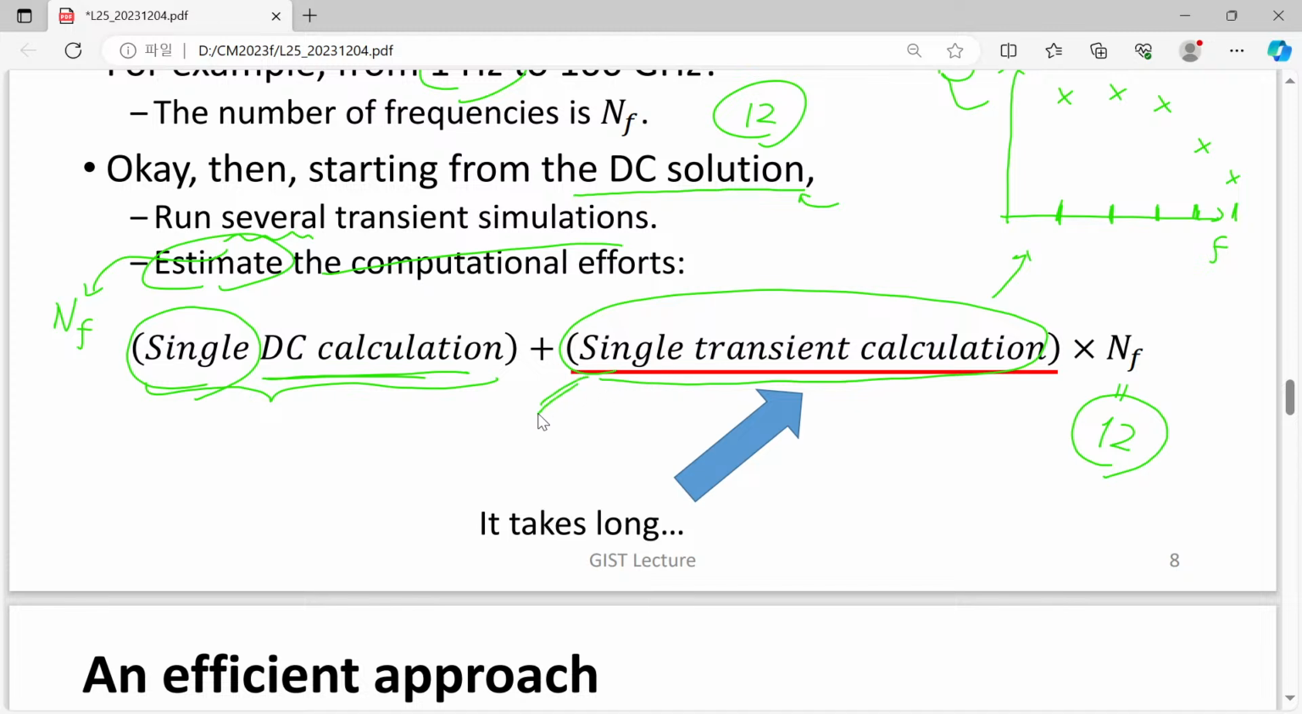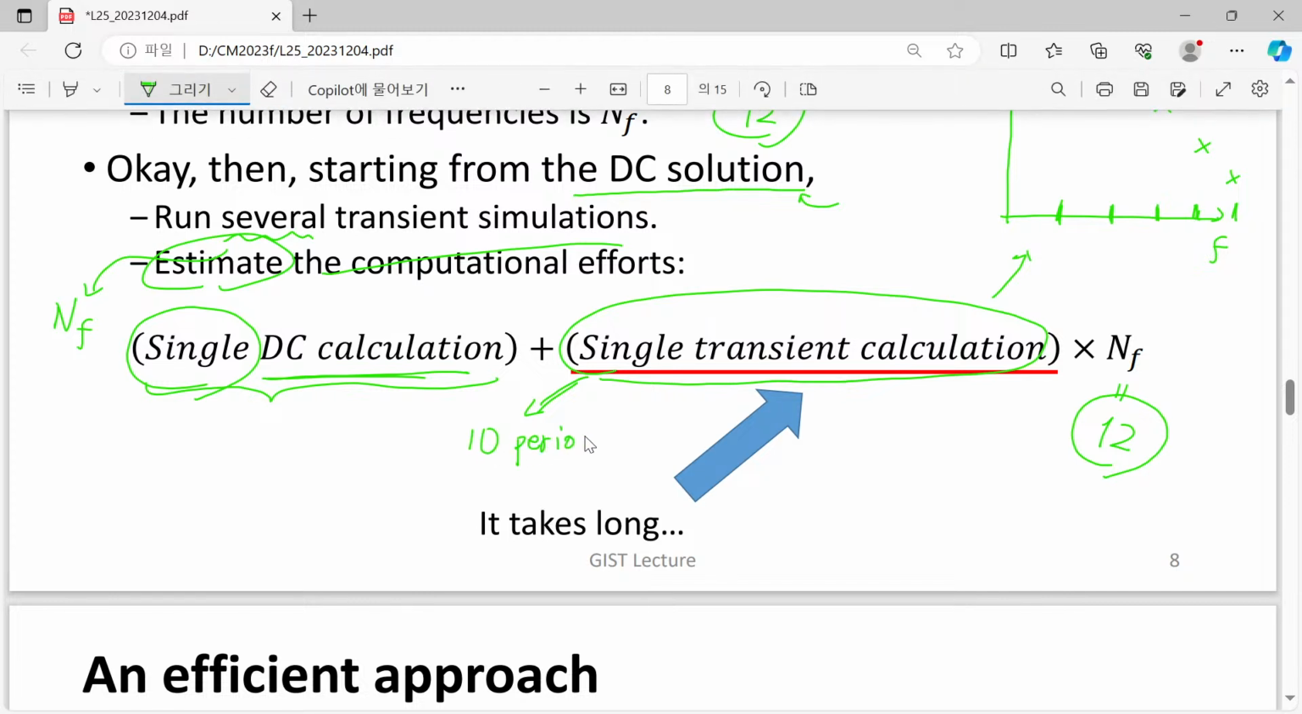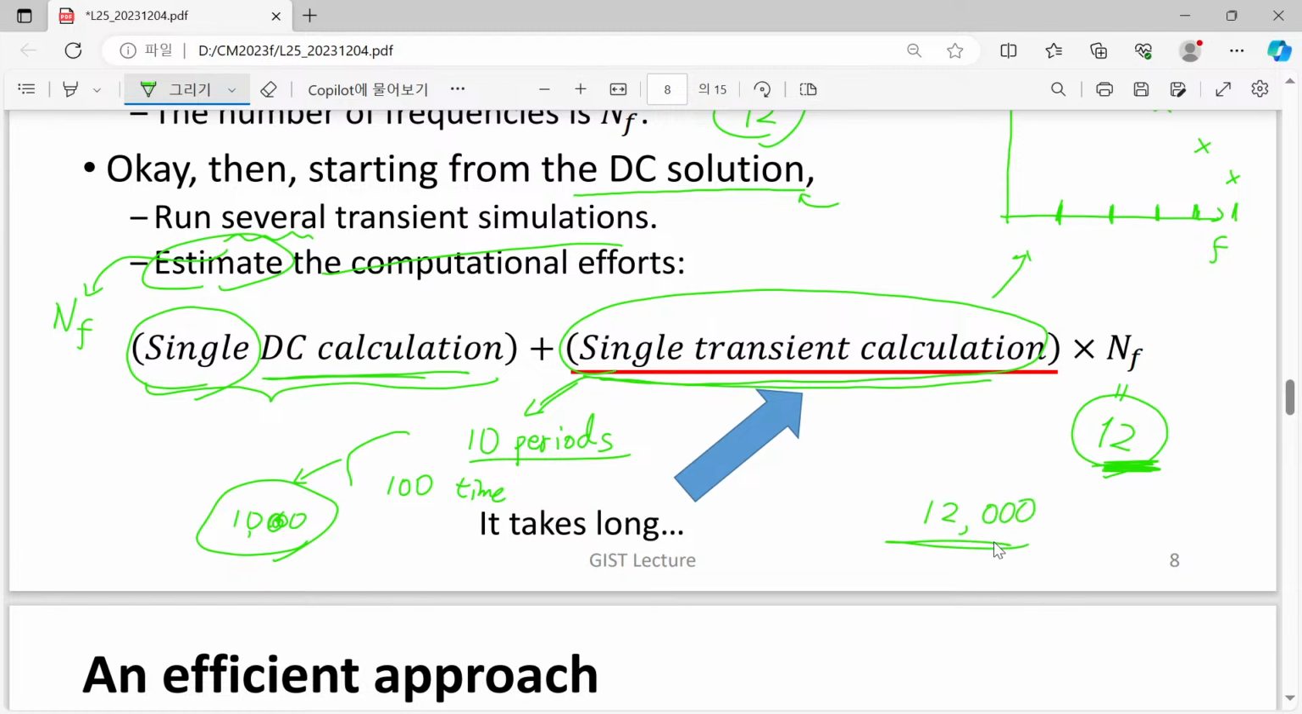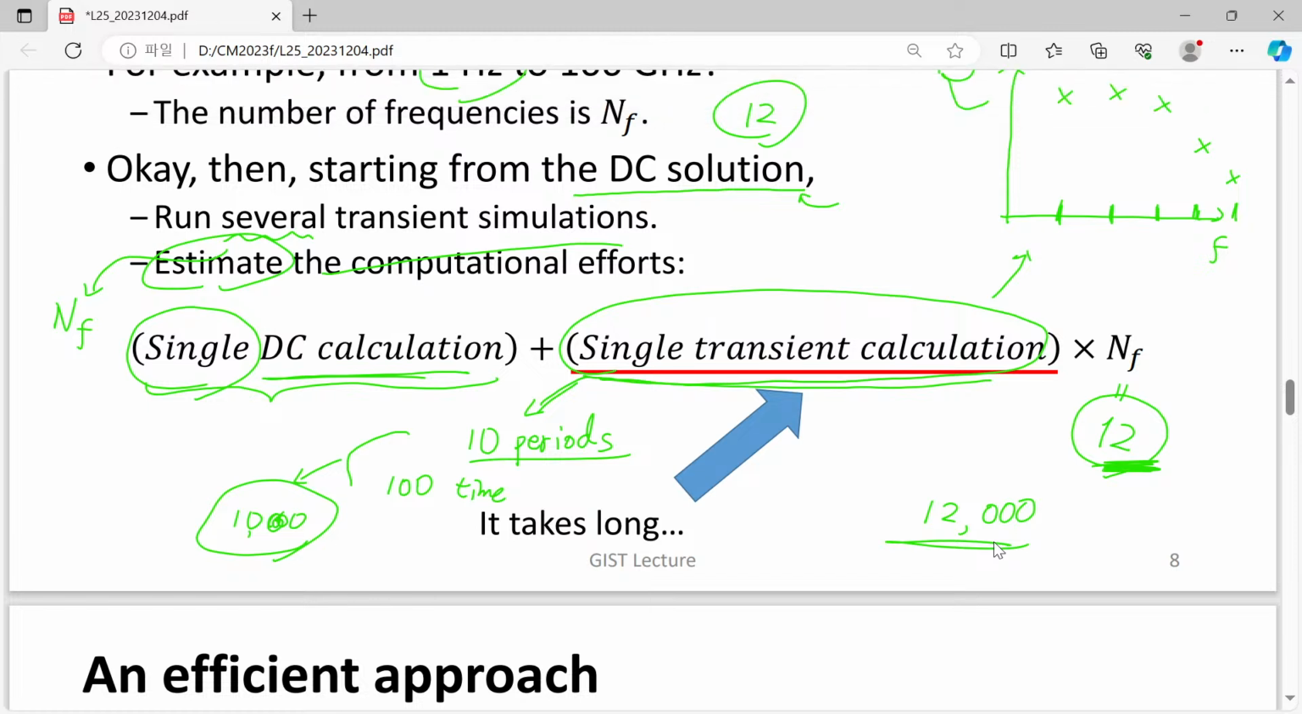So how does it look? This is a single transient calculation. For example, if you have 10 periods, and you spend 100 time points per period, then you must spend 1000 time points for your single transient calculation. However, you have 12 points, so even for this simple case, you must spend 12,000 time points to calculate the frequency response of your system. Are you with me? Do you think that this is reasonable or not?